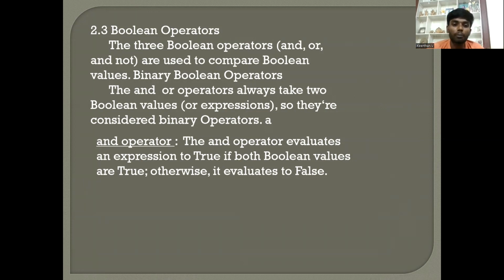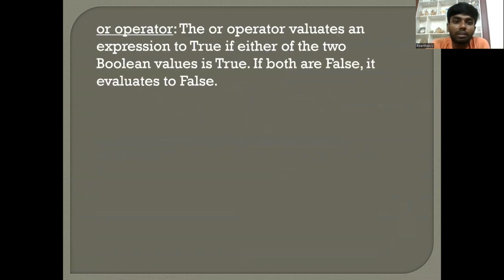Now, what is the AND operator? The AND operator evaluates an expression to True if both Boolean values are True. Otherwise, it evaluates to False. Now, the OR operator evaluates an expression to True if either of the two Boolean values is True. If both are False, it evaluates to False.